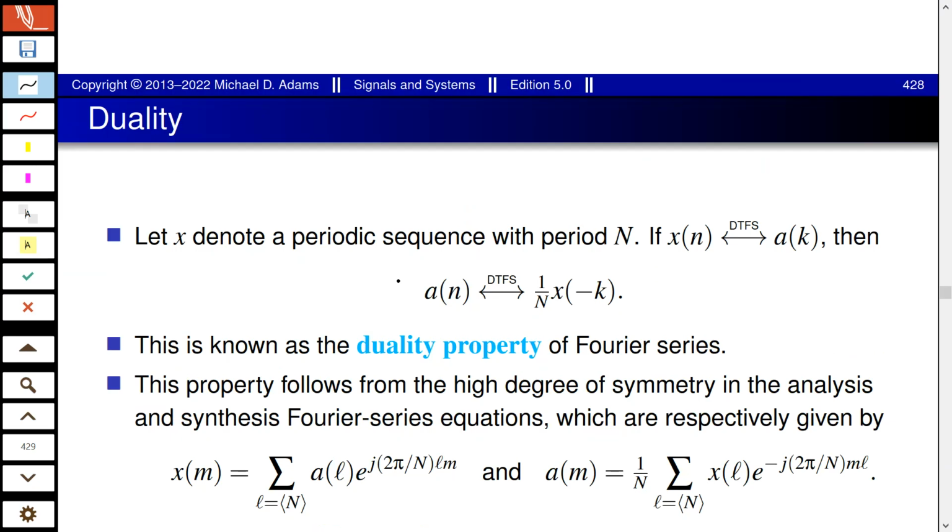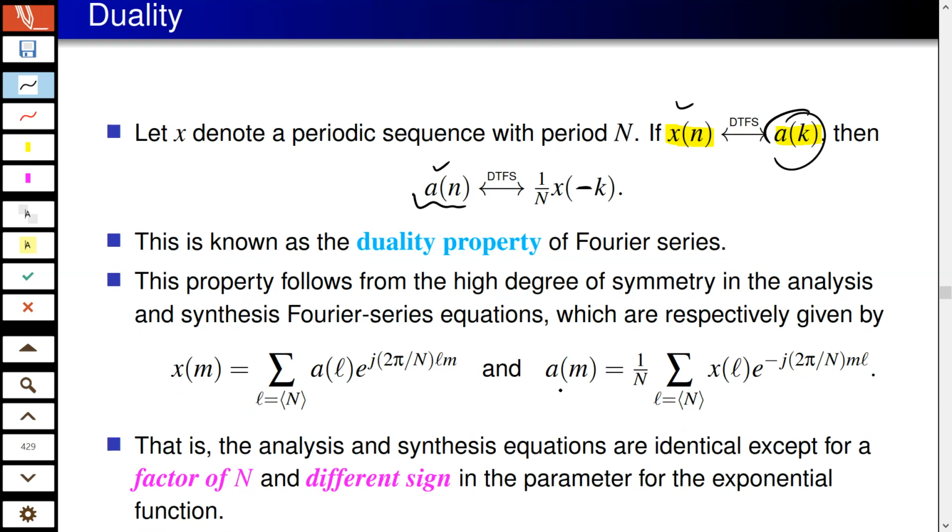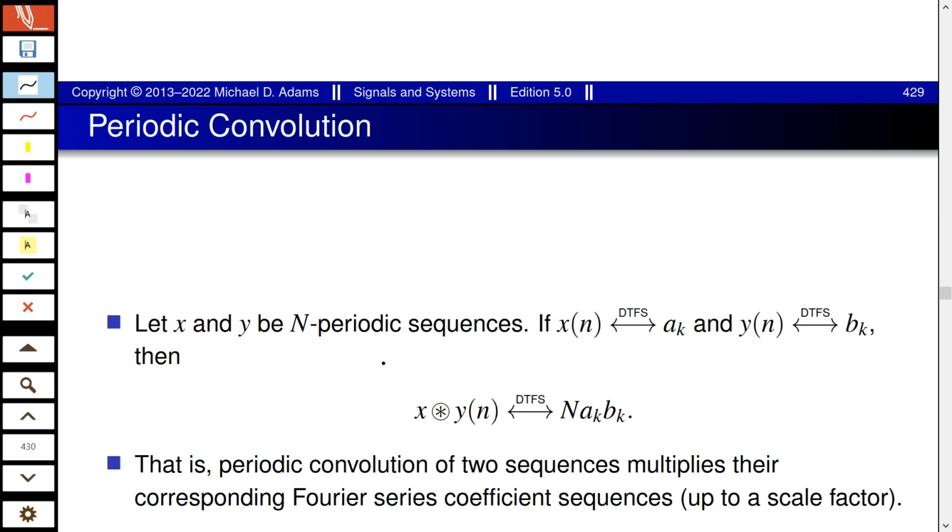In discrete time, you also have this duality property. If you have a signal on one side and the coefficients on the other side, and you swap them, you bring that mathematical form and turn it into a time domain signal. So it's very similar to the duality we had for the Fourier transform. You have this minus sign and 1 over n, and you can prove all these properties if you want.